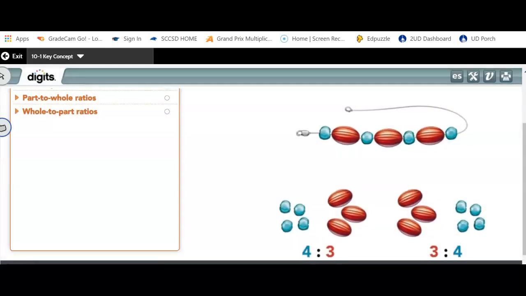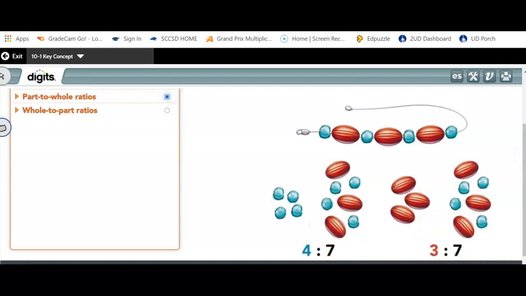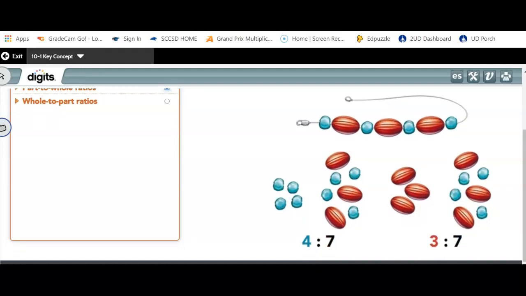Next one is part-to-whole ratio. Patrick, what do you think a part-to-whole ratio is going to be? There's 4 little beads, and then there's 7 beads. You got it. Nice job. We have 4 small beads to 7 total beads. Those 7 total beads include the 4 small beads. So we could have 4 to 7, or 3 to 7.